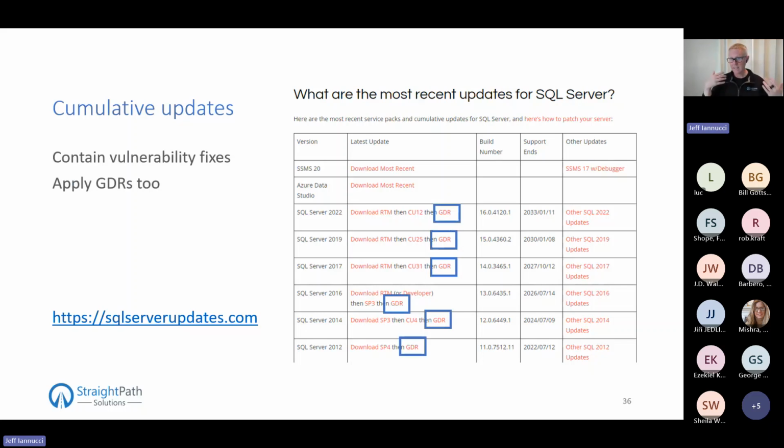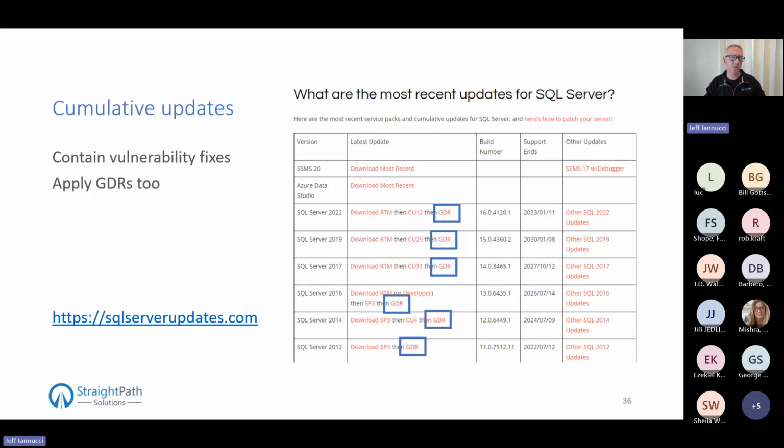A GDR, I think, stands for General Distribution Release. But almost always, these include security vulnerabilities. And these security vulnerabilities, if you click through on them, this is, I'm using SQL Server updates. There are also other sites that list them. This is just a cleaner way to display it in a nice slide for me.